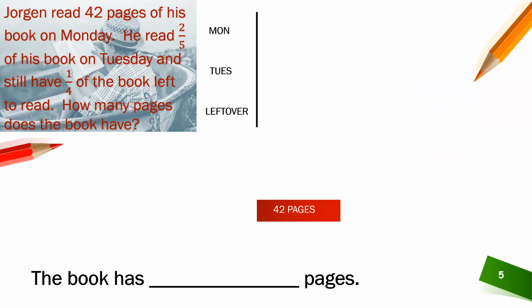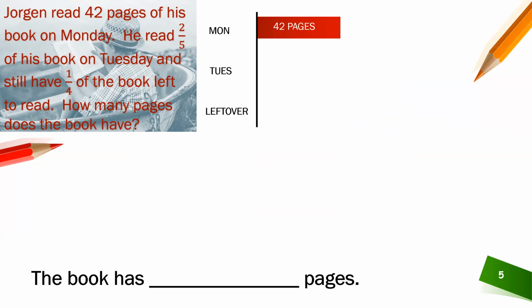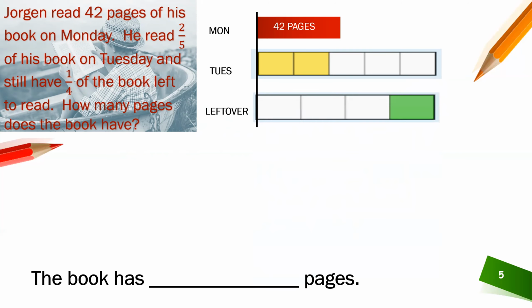Okay, so on Monday, he read 42 pages. On Tuesday, he read 2/5 of the book. So that whole entire bar is the book. I just showed 2/5 of it is what he read on Tuesday, right? And then 42 comes out of that white part right there, but we're gonna go ahead and digest that information in a second. And then what's left over to read? 1/4 of it is left over to read. That's the green part, right?